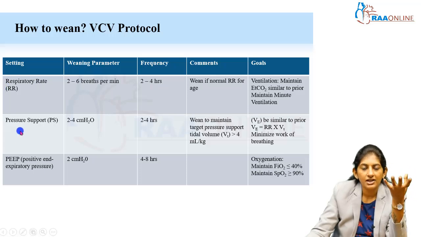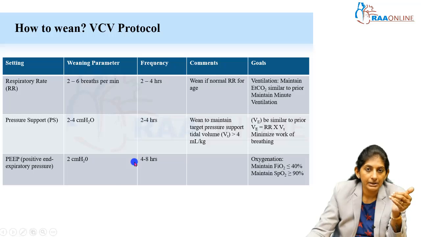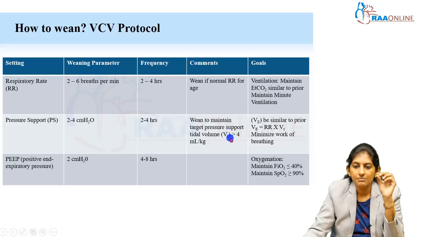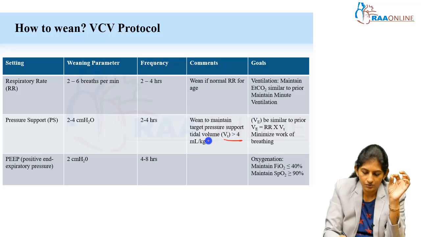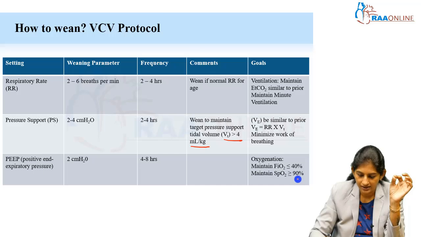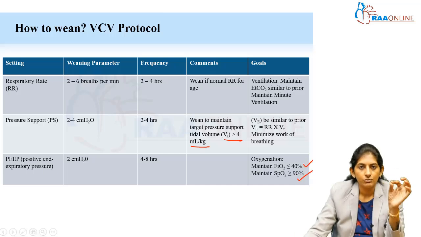Next, the support that you give, either a pressure support or PEEP. You keep decreasing it by decrements of 2 centimeters of water every 2 to 4 hours. When you are decreasing the pressure support and PEEP, make sure the tidal volume is maintained at least more than 4 ml per kg. This is very, very important. The saturation should be maintained more than 90% and FiO2 should be maintained less than 40%. So this is how you wean in a volume control ventilation.